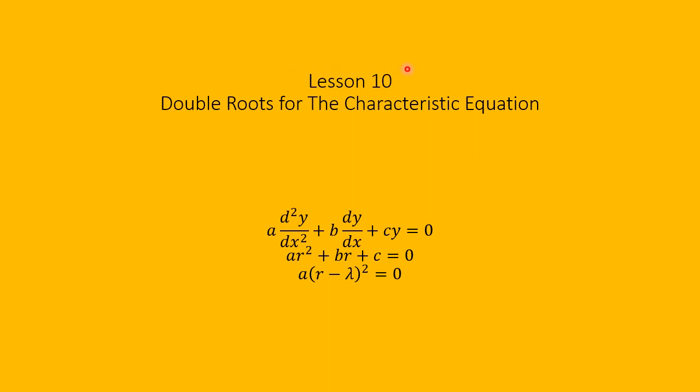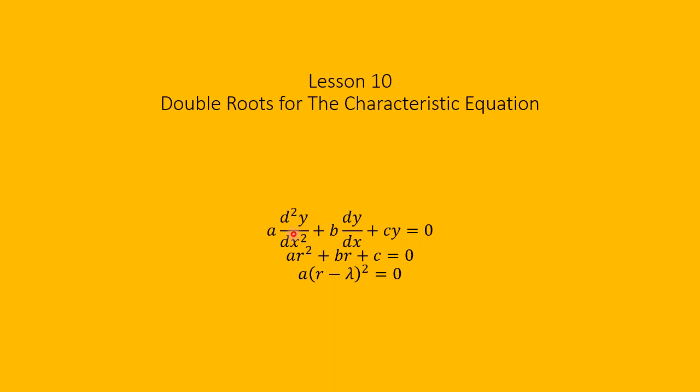Hello, this is Lesson 9, Double Roots for the Characteristic Equation. We will be looking at a second order equation like this one. It's homogeneous since we have 0 on the right. It's linear, and a, b, and c are constants.